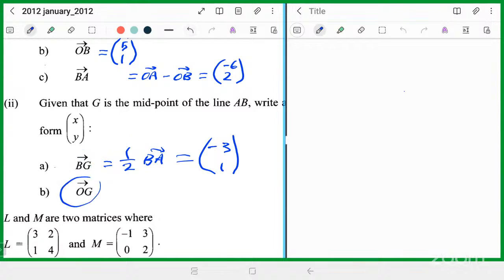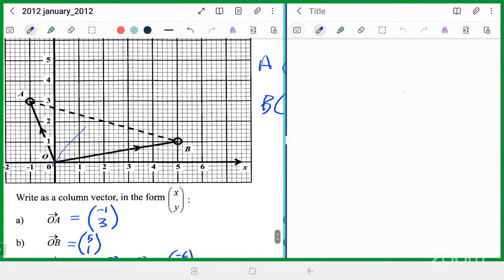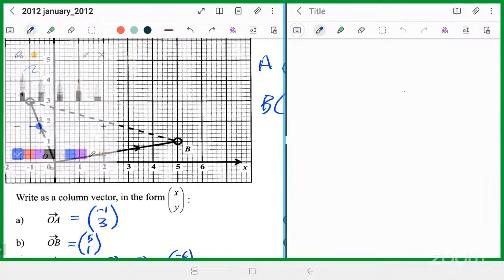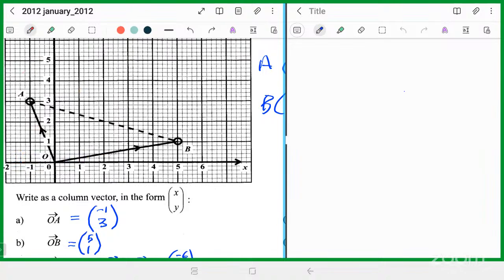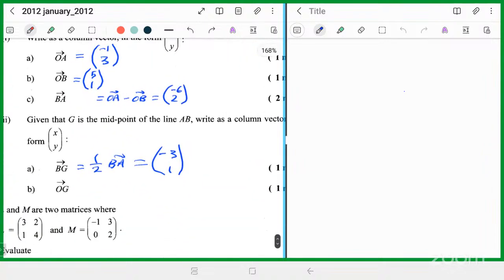Then they want the vector OG. So now they want the vector from O to G. We can look at the diagram and see it. We go from B to G, it is saying 3 to the left and 1 up. So G is right here, and that point has coordinates 2, 2. So our calculation is supposed to give us this vector OG as 2, 2.